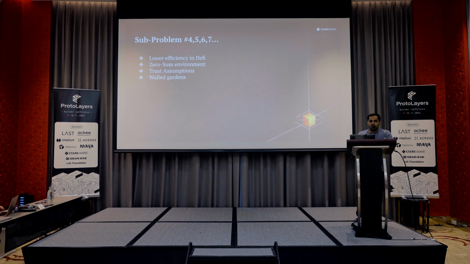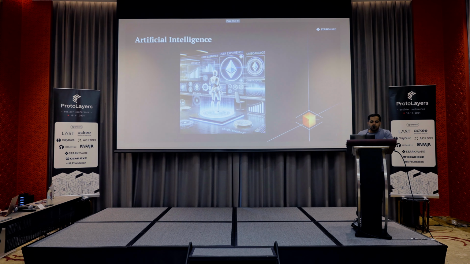I can still go on and on, like sub problem number 4, 5, 6: lower efficiency in DeFi, zero sum environments. These days you have walled gardens like Polygon's AggLayer or ZK Sync's layer, having multiple chains under one roof and walling them off as beautiful gardens. All these arise from the problems of scaling Ethereum, which is the layer 2 ecosystem, which is fragmented. Well, there must be a better way, right?